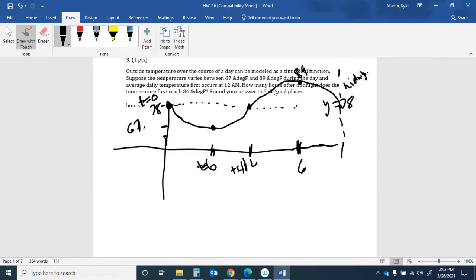first? So during a single day, I'm going to hit 84 at 2 different times, here and here. They want to know, when do we hit 84 degrees first? What time of day does that happen? So we need to build us a model and then do us some thinking.